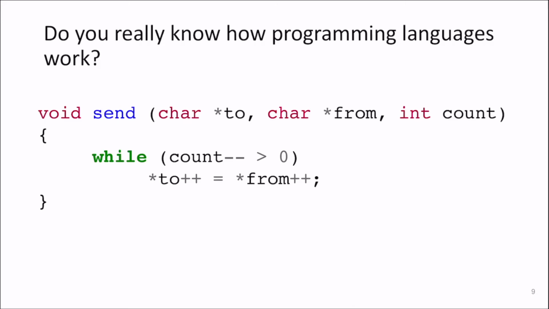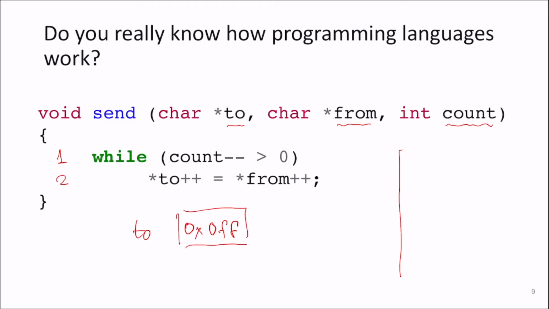Here is an example C program. It's a very simple C program, with essentially two lines of code. This function is called send. It takes two arrays, an array called to and an array called from, and a count. The variable to contains a pointer. Pointers are often written in hex, so let's say that to has the value 0x0ff. Somewhere in memory, there is 0x0ff.